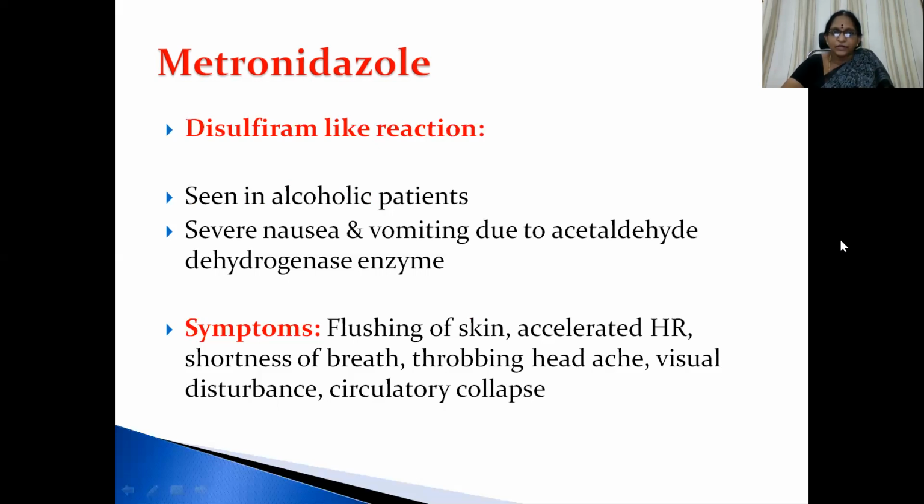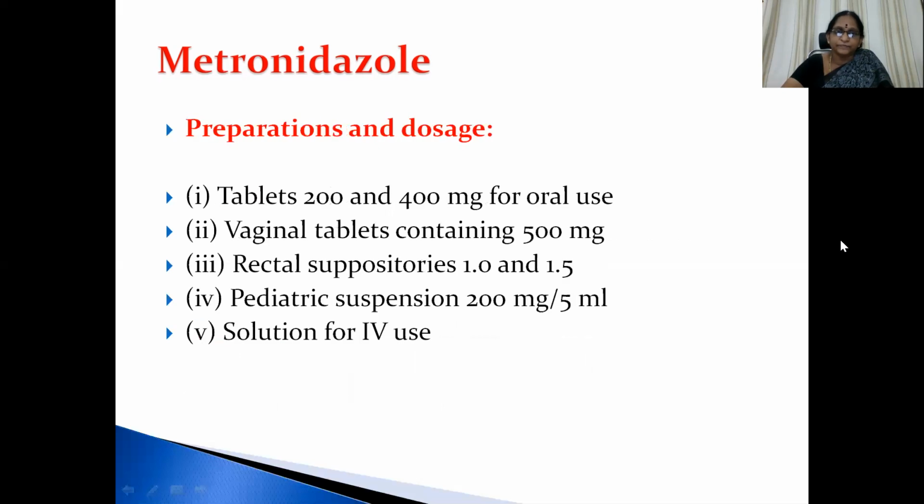Then how does the patient manifest? There will be flushing of the skin, accelerated heart rate, shortness of breath, throbbing headache, visual disturbance, and circulatory collapse. That patient cannot tolerate metronidazole, and immediately he just switches off. So whenever an alcoholic patient comes to you with amoebiasis, you should prefer some other drugs in place of metronidazole. We do have them, we'll come across them in our subsequent discussion.